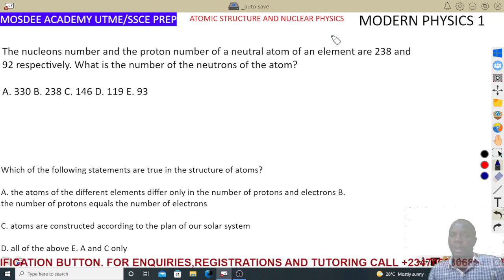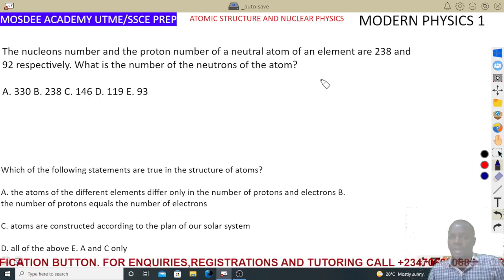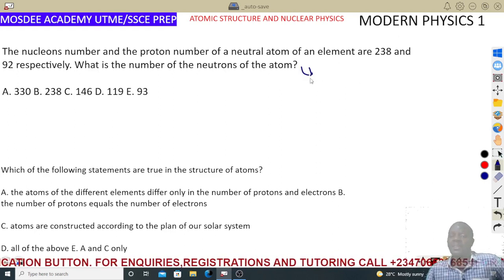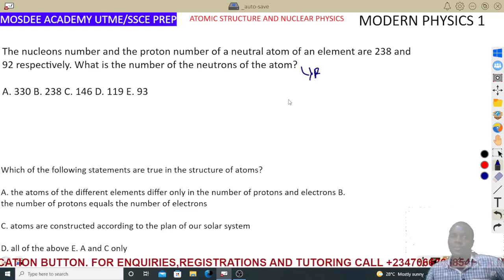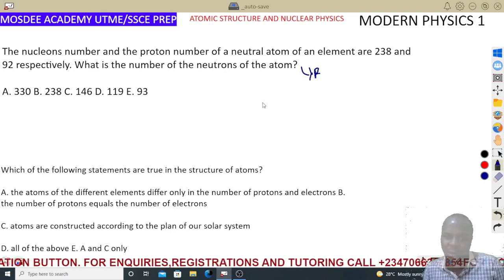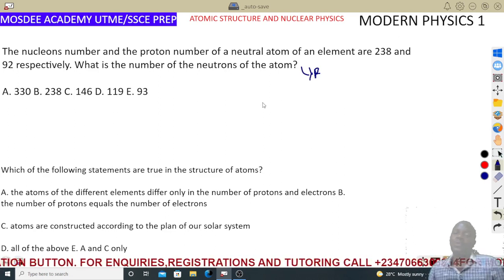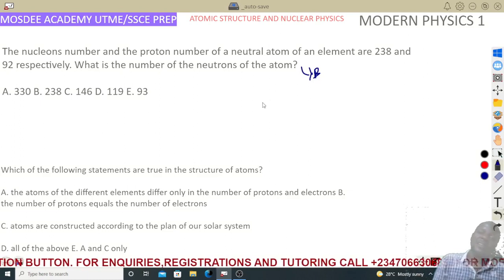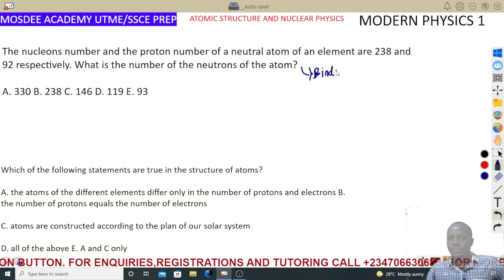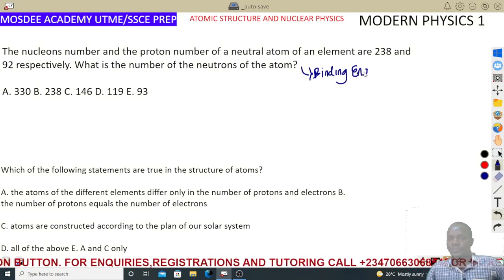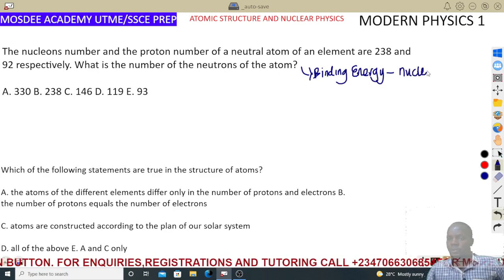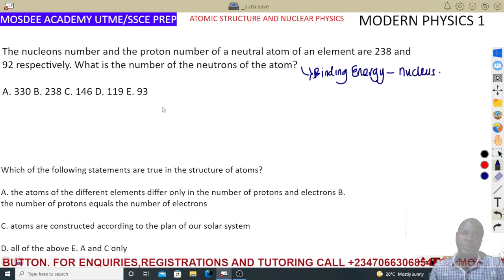Now for nuclear physics, the amount of energy that is required to form a nucleus is called binding energy. Keep it in mind, also very, very important. The amount of energy required to form a nucleus is called binding energy. Energy required to form what? The production of a nucleus, so energy that is lost during that process.